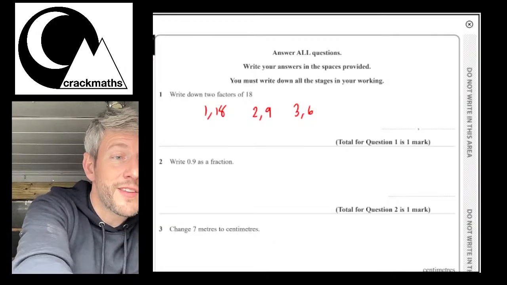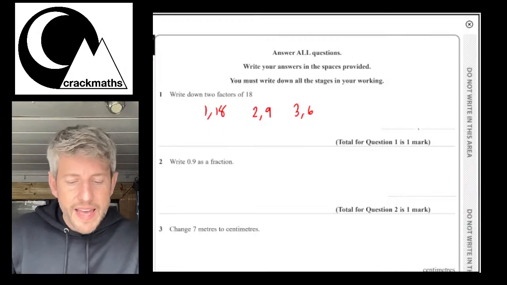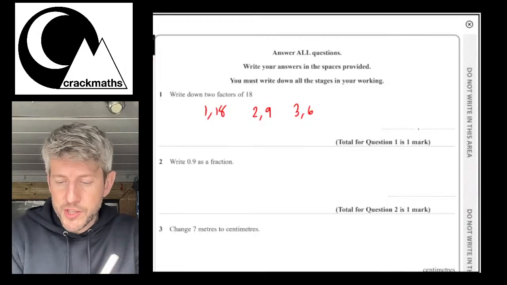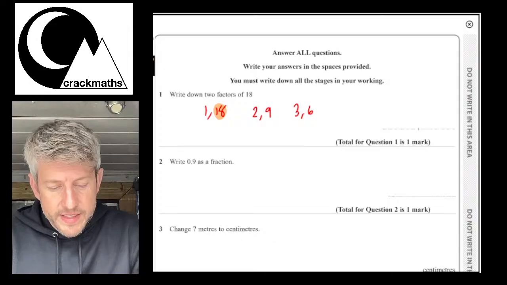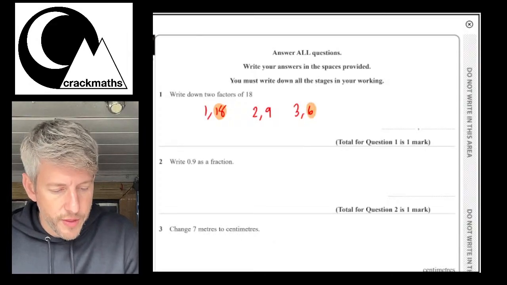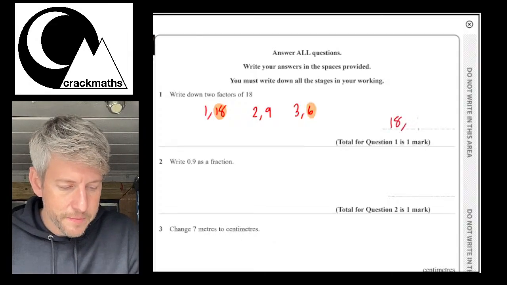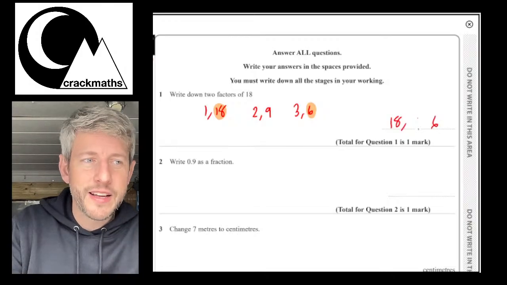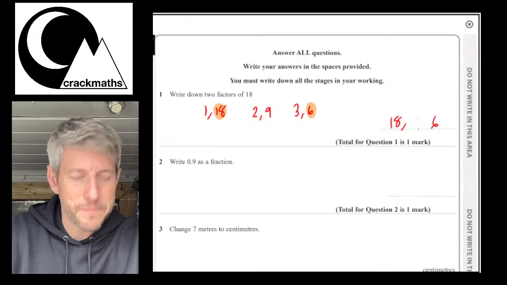So that's everything for those. We can pick any 2 of these. It doesn't actually have to be a matching pair. So I could go for 18 and 6. I might write those down there, 18 and 6. The exam paper's given us the comma, so I can use that.